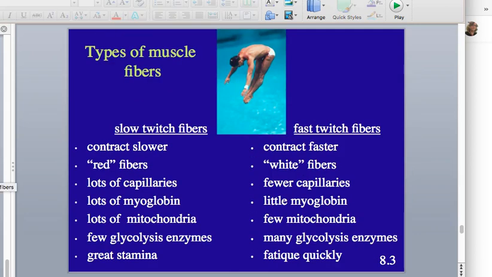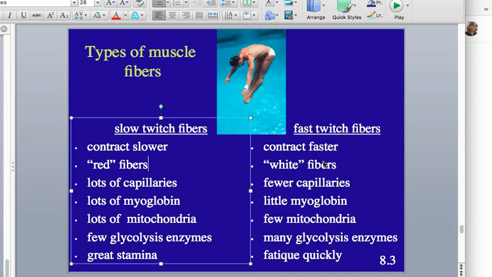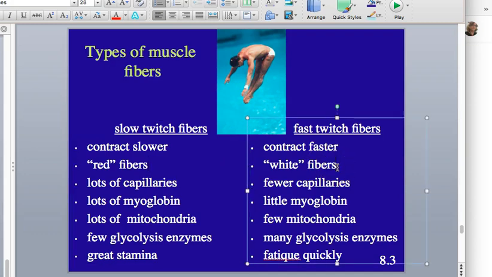Okay, so within the skeletal muscles, we have two different flavors of skeletal muscles. We have what are called slow twitch fibers and fast twitch fibers. They do what they say they do. The slow twitch ones contract slower. The fast ones contract faster. This is the difference between red and white meat. So white meat are those fast twitch fibers.